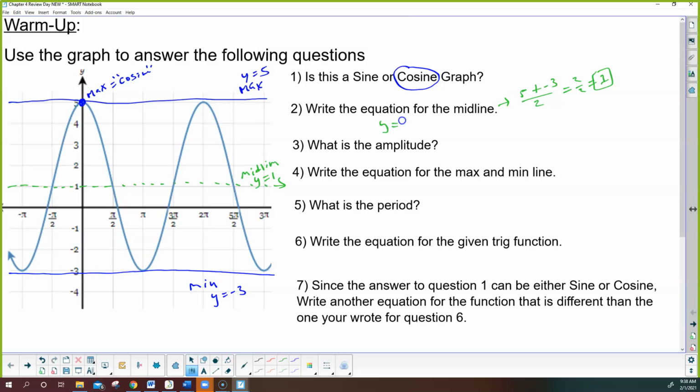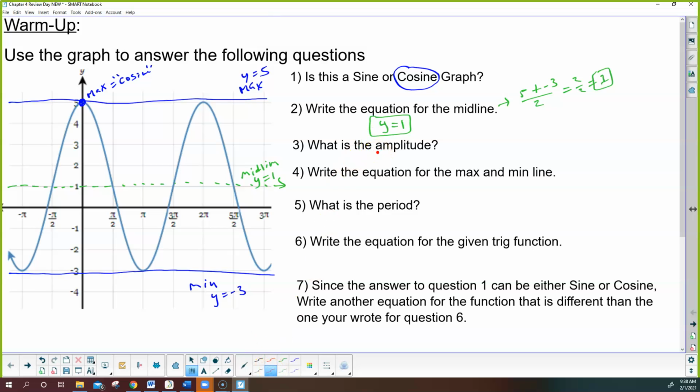Now notice we asked for the equation, so you do have to write y equals. If you don't put the y equals, especially if this was a delta math problem, and you just put 1, you would get it wrong, because when they say equation, there has to be a variable involved, so y equals 1.